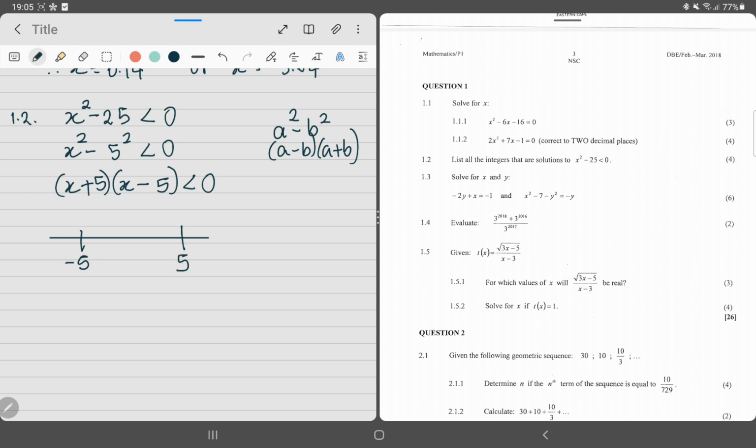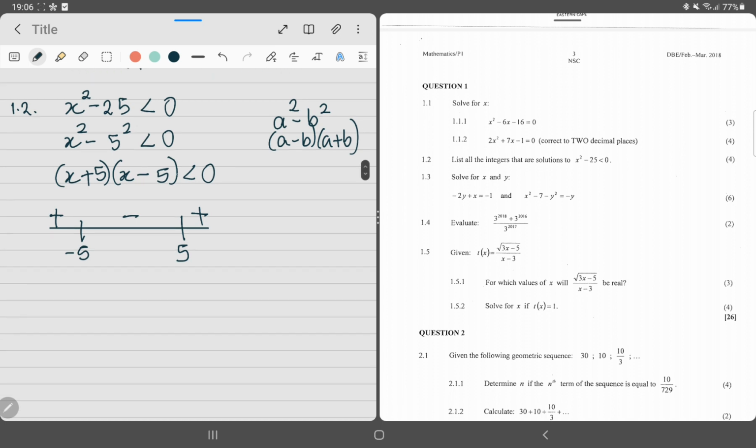So we are going to pick a number that is less than negative 5 and substitute for x. So I'll choose negative 6 plus 5, negative 6 minus 5. So I'm getting a positive value. And then we're going to choose a number between negative 5 and 5. So I'll just pick a 1. So I'm getting a negative value. Then I'm going to choose a number that's greater than 5. I'll just pick a 7. Then I'm getting a positive value.